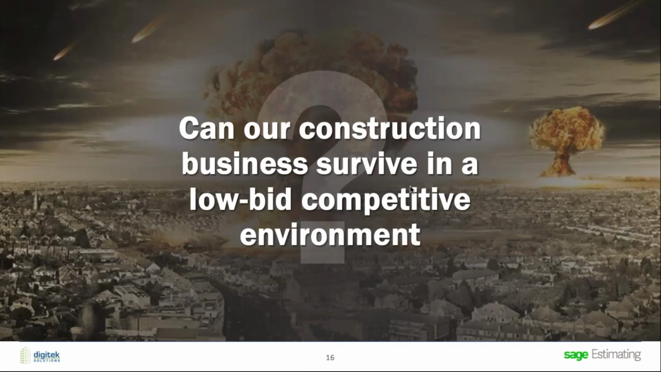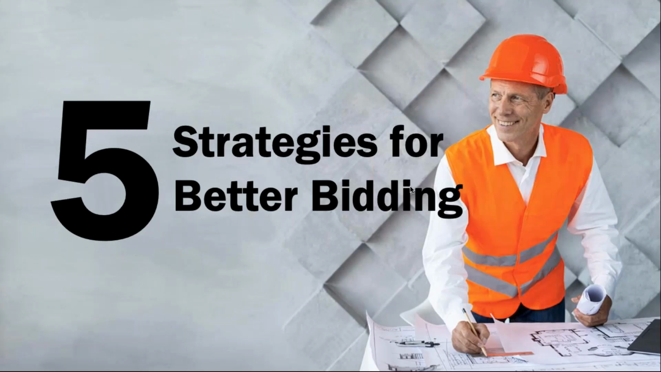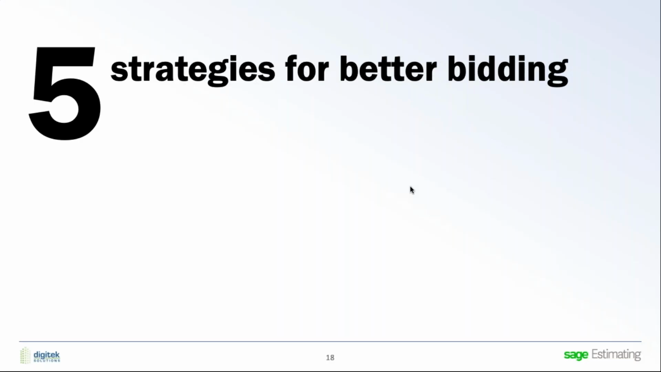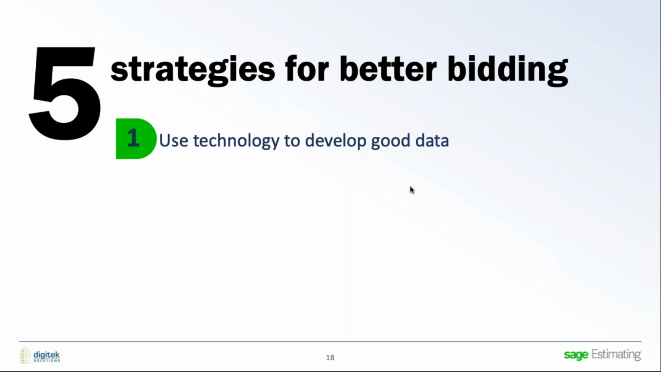We need to find a new strategy to that, because really at the end, our construction company is not going to survive in a low bid competitive environment. We have to find a new way. And so I want to talk about these 5 strategies for better bidding here. Okay, so let's start. The first one is we have to use technology to develop good data.